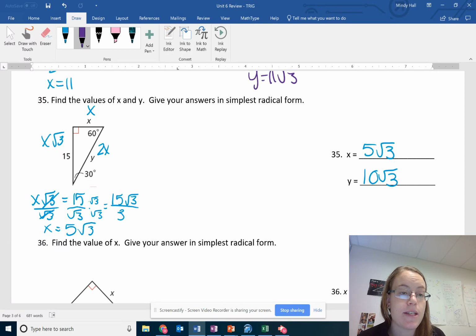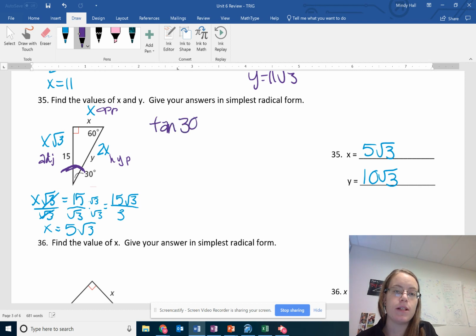If you did not want to use that method, you could use the 30 or the 60-degree angle, totally up to you. I would probably use the 30 just because it's smaller. If I use that 30, x is my opposite, and the value they give me is my adjacent. So opposite and adjacent would give me tangent. So tangent of 30 equals opposite over adjacent, which is x over 15.